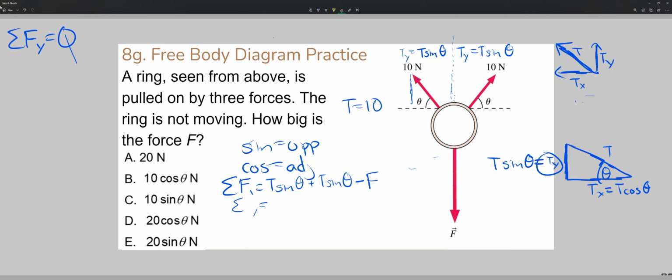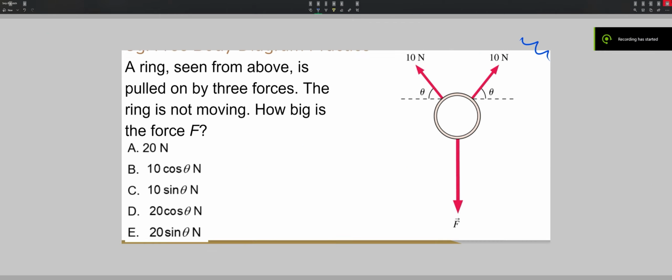I'm trying to erase it right now because my app is bugging out, and it's extremely frustrating. I'm going to pause the video until it comes back again. All right, so now back to this problem.